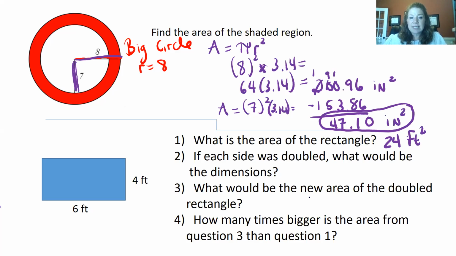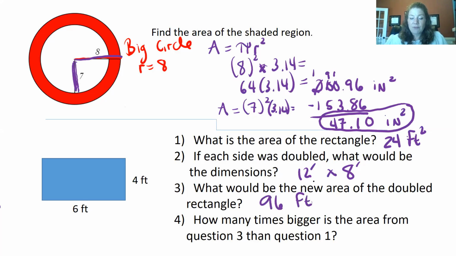And then the question says, if each side was doubled, what would be the dimensions? So we had 6 feet. If we doubled that, it would be 12 feet. By 4 doubled is 8. All right, so now the question is, what would be the new area of the doubled rectangle? So now if we multiply 12 times 8, we would have 96 feet squared.